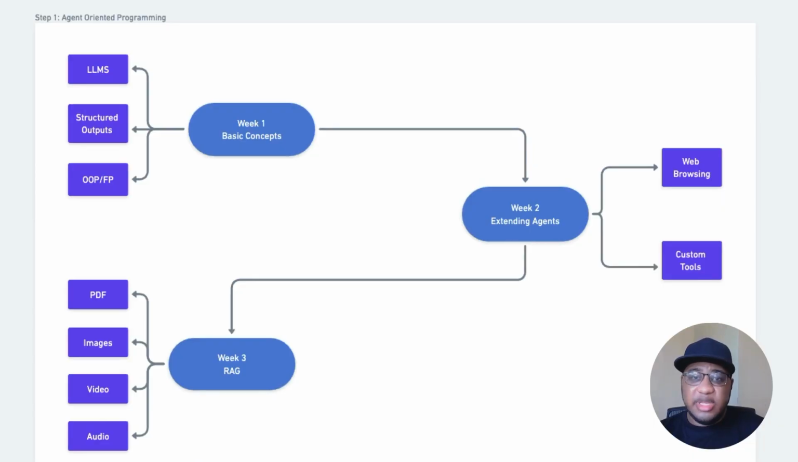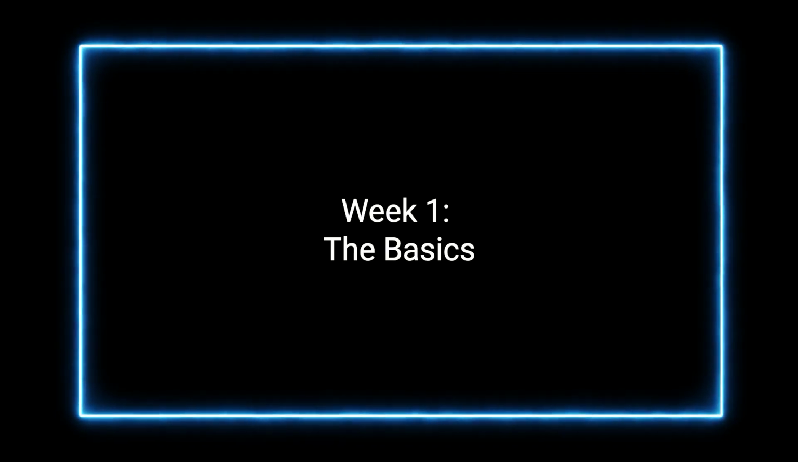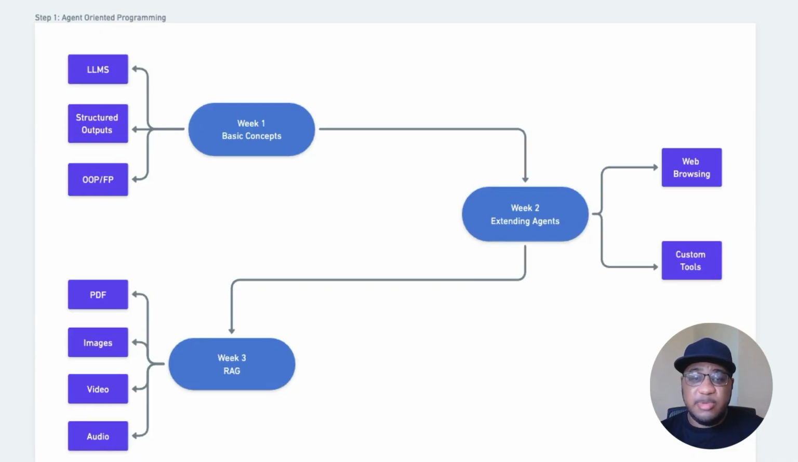Take about 3 weeks to get over all these topics. So the first one is the basic concepts. You're going to want to know how to interact with LLMs through the agents, making sure you're getting back structured outputs, and also the basics of object-oriented programming and functional programming.